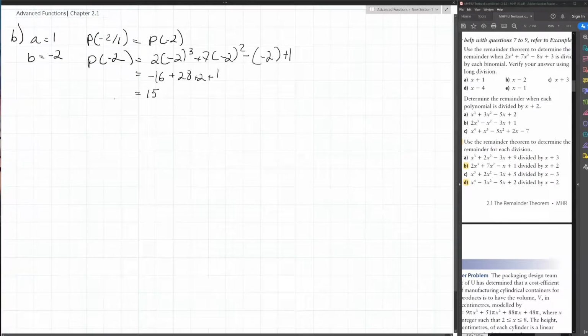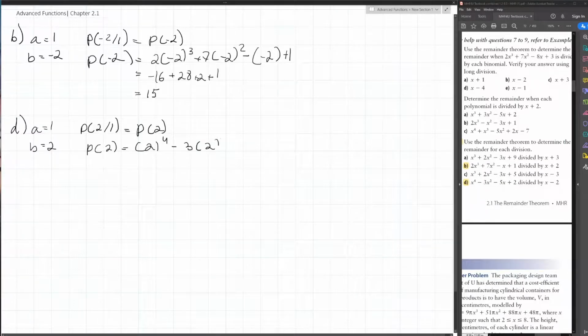Now, let's move on to part D. Part D is going to be the exact same thing. The divisor is x - 2. So a is equal to 1, b is equal to 2. So we have to find P of 2 over 1, which is equal to P of 2. And that is our dividend. So P of 2 is equal to 2^4 - 3(2)^2 - 5 times 2 + 2. This is equal to 16 - 12 - 10 + 2. This is equal to negative 4. Therefore, the remainder is negative 4.